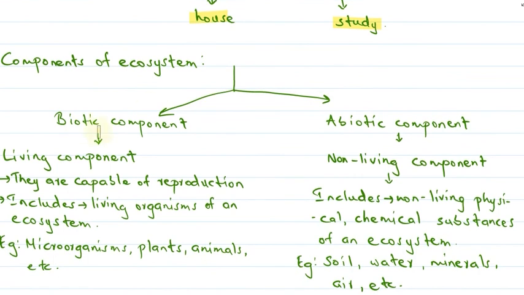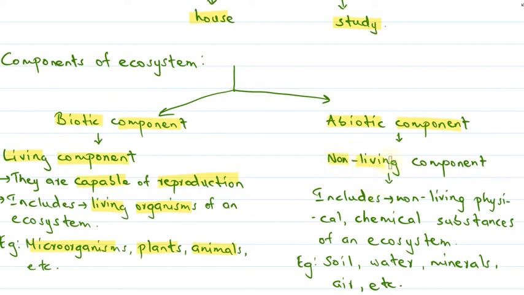There are two components of ecosystem: the biotic component and the abiotic component. The biotic component is the living component of the ecosystem. Here the living organisms are included, hence they are capable of reproduction. For example, we can consider microorganisms, plants, animals, etc. These are all living organisms and hence they are included under the living, or biotic, component of the ecosystem.